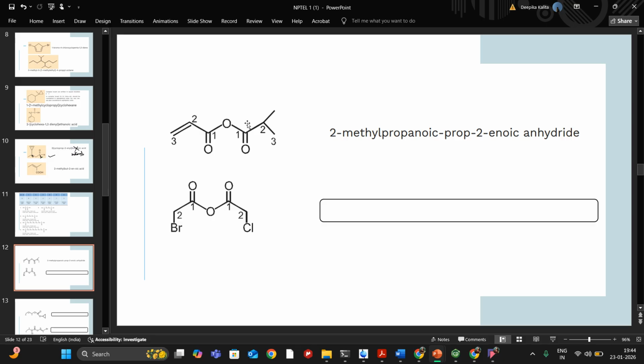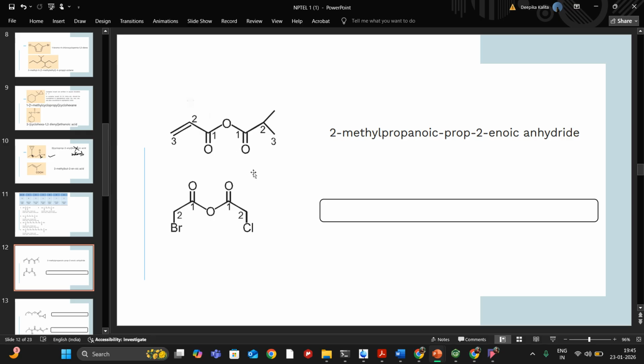I hope this is clear. On one side we have a methyl at the second position, hence it will be 2-methyl, and on the other side we have an alkene at the second position, so it will be prop-2-enoic. Now if we put both the fragments together, the name will be 2-methylpropanoic prop-2-enoic anhydride. I hope the name was clear.